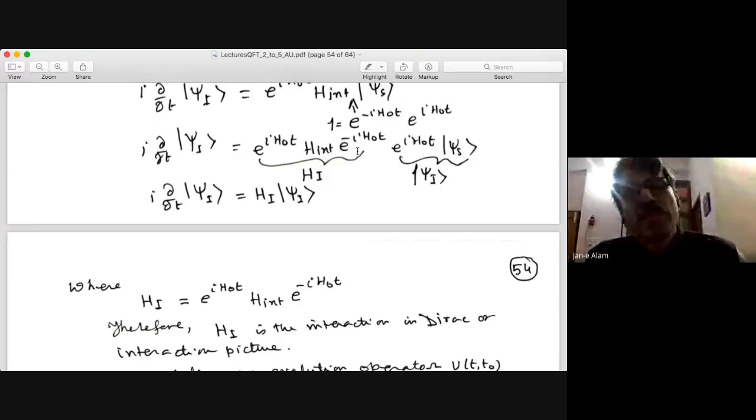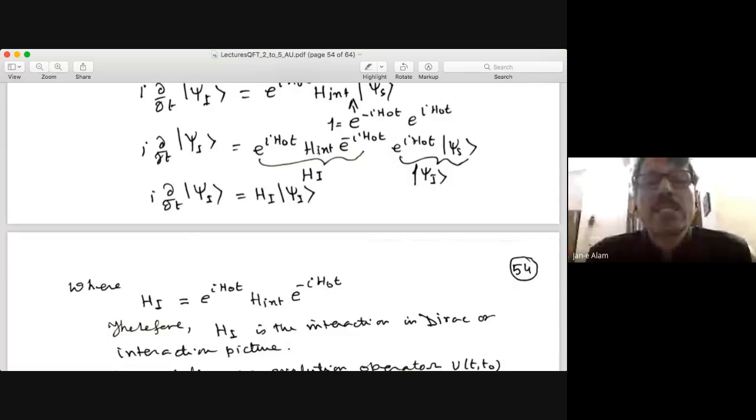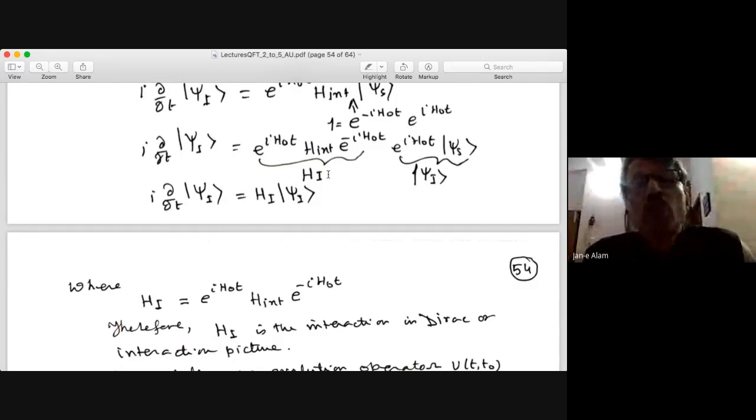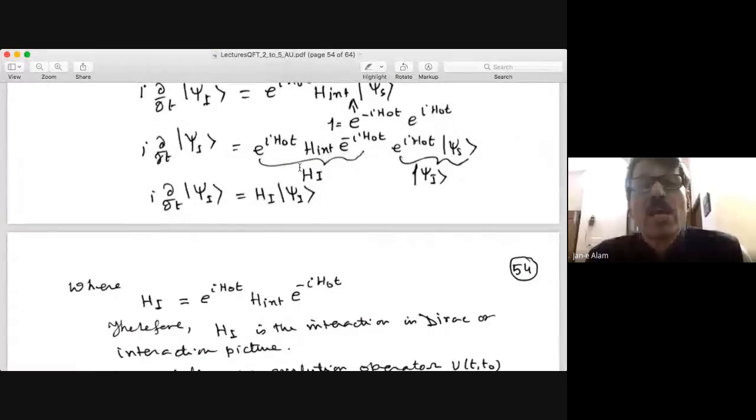So let me very clearly tell you here: if this H interaction is an operator that evolves by the total Hamiltonian, then I will call it a Heisenberg picture operator. If it is evolved through only the free Hamiltonian, then it is the Dirac picture, or we are calling it the interaction picture. So this is the Heisenberg picture. But if only the free part is there, then that is called the interaction picture.